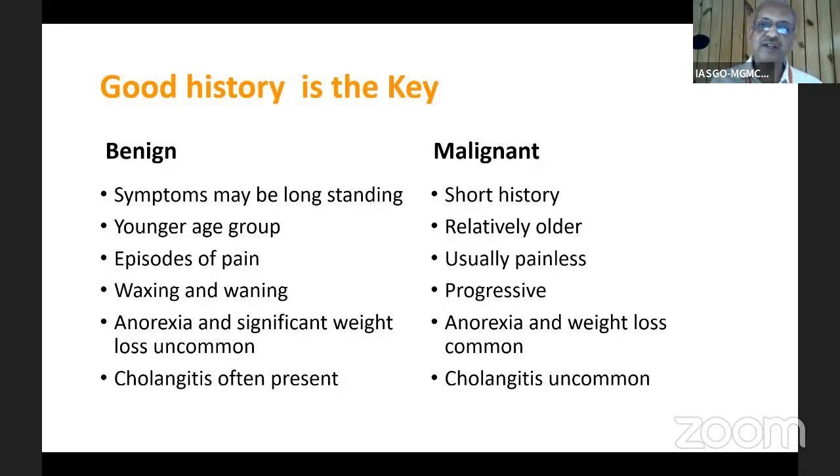While when we look at the malignant, the history is usually shorter, weeks to months. Patients are in a relatively older age group, but this is not a sine qua non because we have seen gallbladder cancer even in young patients, but that is not common. It's usually in the older age group. And painless progressive jaundice, we all remember by heart, even in our sleep, is more likely to be malignant, often associated with anorexia and weight loss. And cholangitis, though it can be a presentation, is less common.